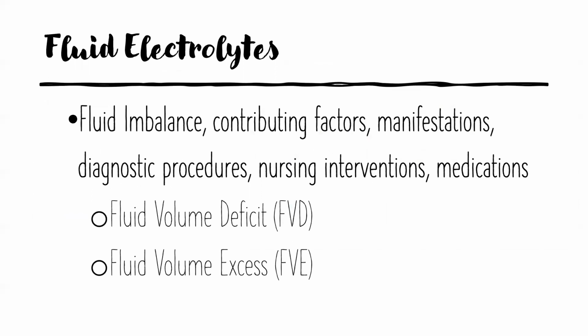Okay, let's now talk about fluid electrolyte imbalance. So let's first start by talking about fluid volume deficit. Fluid volume deficit: fluid intake is less than needed to meet body requirements when the patient has fluid volume deficit. The most common type is isotonic dehydration.